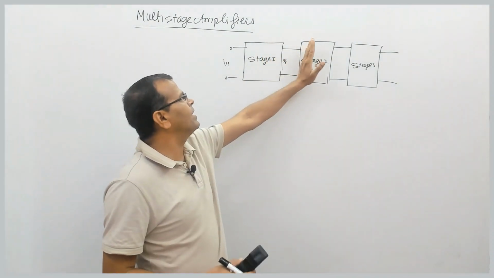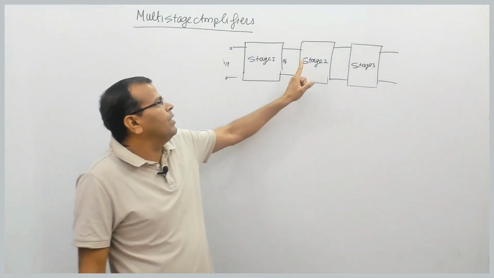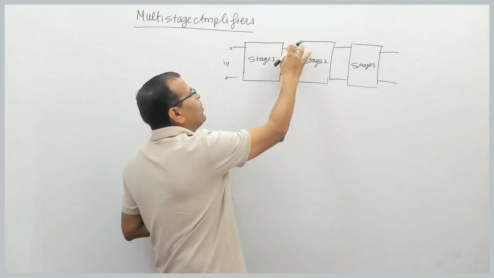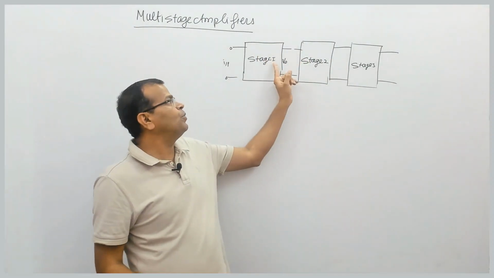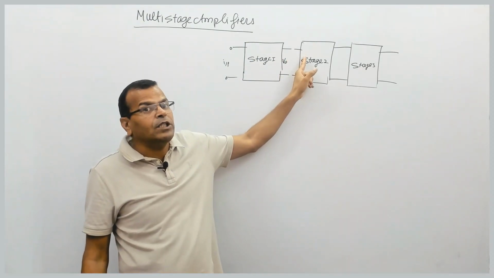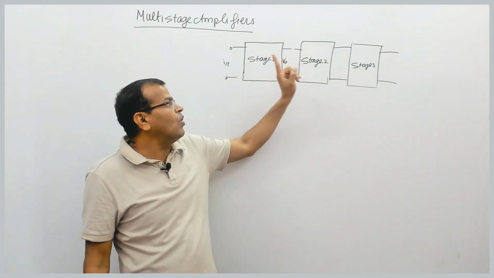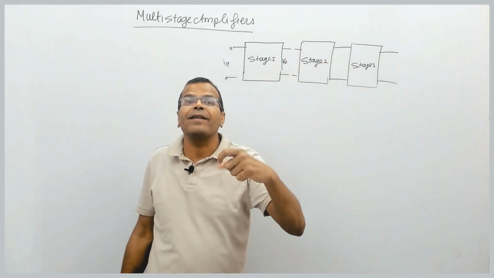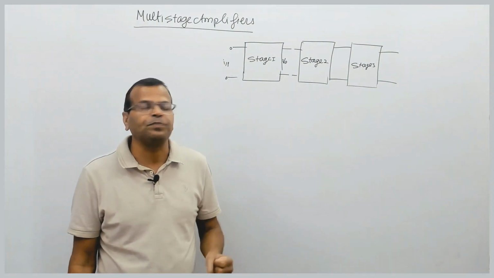In general, there are two possibilities. There can be no interaction between input and output stage. What is the meaning of no interaction? The meaning of no interaction is the output of the first stage is the same whether it is connected to the next stage or not connected to the next stage. When the output of one stage is not affected by the input impedance of the next stage. I repeat, when the output voltage of the previous stage is not affected by the input impedance of the next stage, then we call it a non-interactive type of multi-stage amplifier, or non-interaction among the stages.